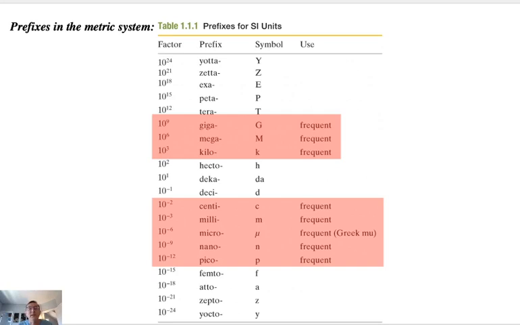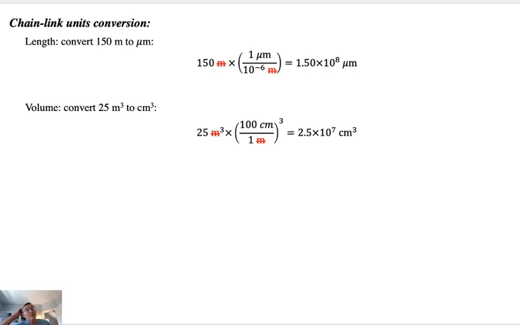The other thing that you should know is how to do units conversion. We'll do that all the time. Okay? So I'll give you two brief examples. In this book we use what we call the chain link units conversion system. So for example, suppose I give you a certain length in meters, 150 meters, and I ask you how long is that in the unit micrometers. How do we make that conversion from meters to micrometers?